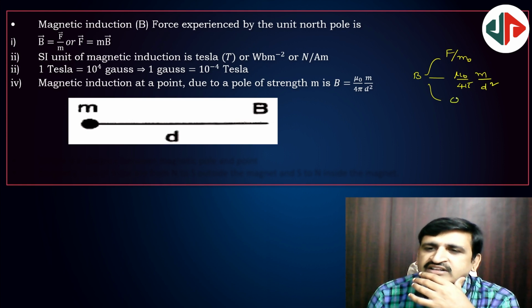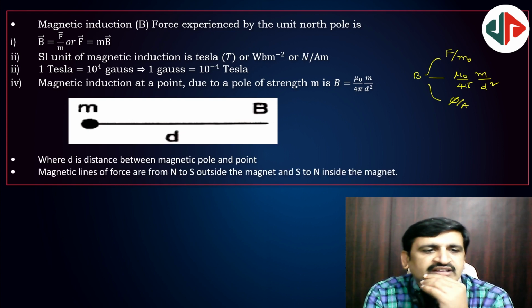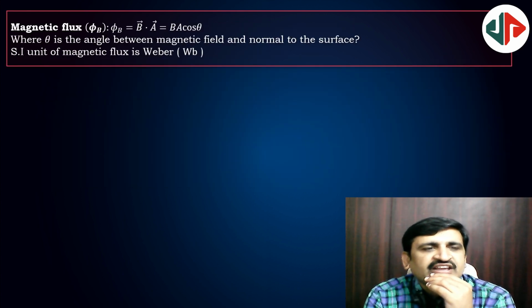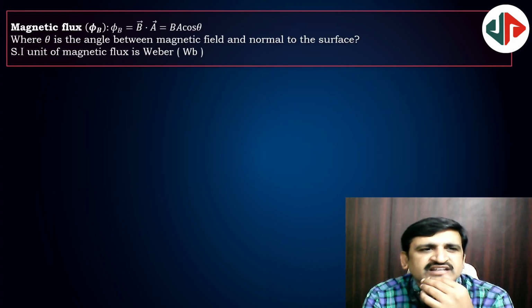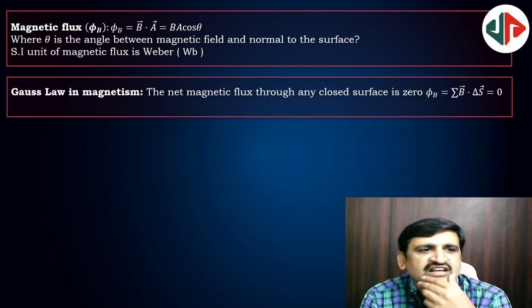And the third one is flux density, phi by A. That also will come. So 3 formulae are there. Magnetic flux phi = BA cos theta. It's a scalar quantity. Flux density is known as magnetic field induction again. No two lines of force intersect. That also we understood. Gauss law in magnetism.